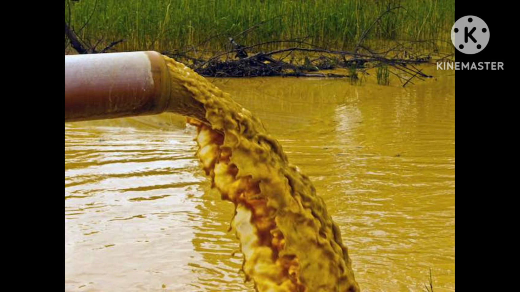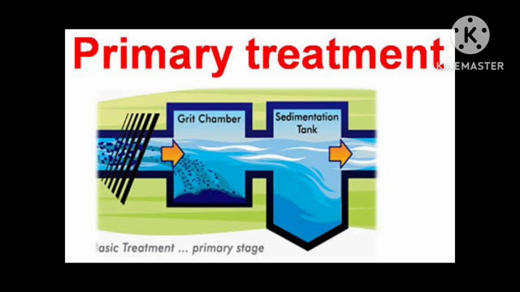The sewage treatment is carried out in three steps or stages. First, primary treatment. Second, secondary treatment. Third, tertiary treatment. Three treatments are done to get the good quality of water from sewage water. Then I will discuss one by one.